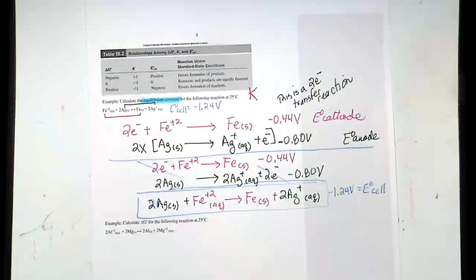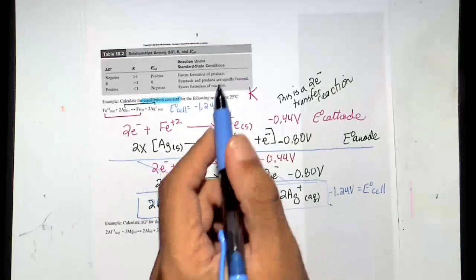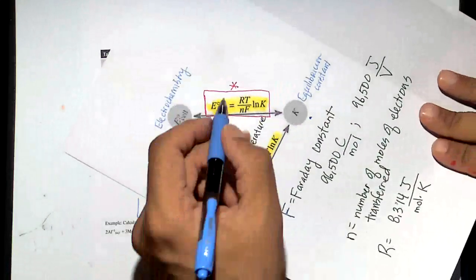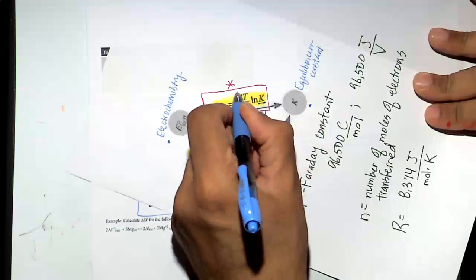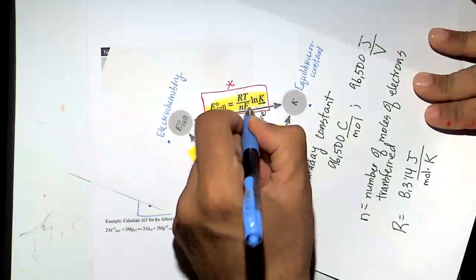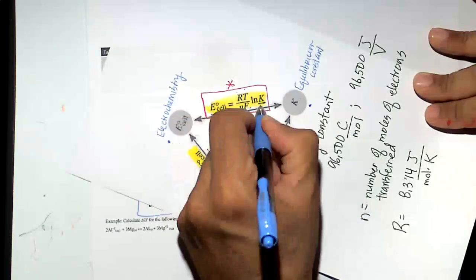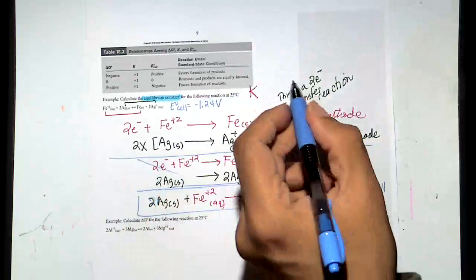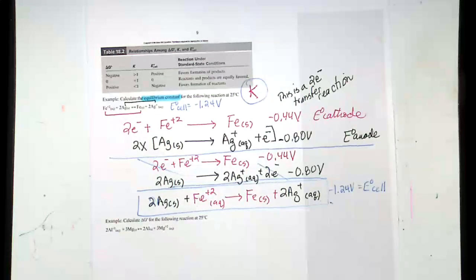And now what we will do on Monday is we will take that minus 1.24 volts E cell, plug it in here and solve for K. We know R, we know T, we know F, and we know n is a 2-electron transfer reaction. So we'll take that and solve for K, and that will give us our equilibrium constant. All right, so that is something we will do on Monday.